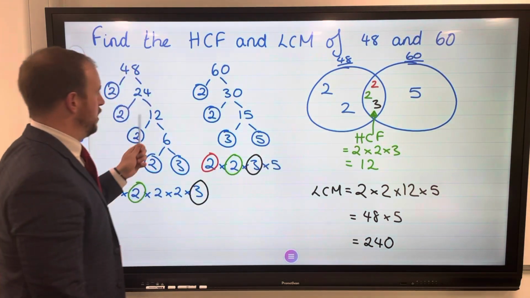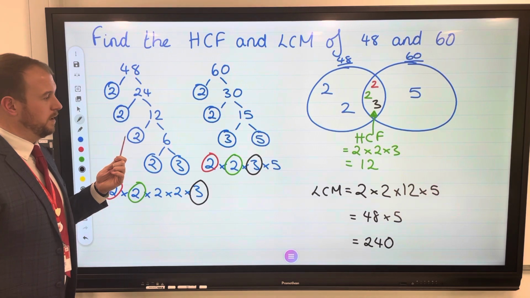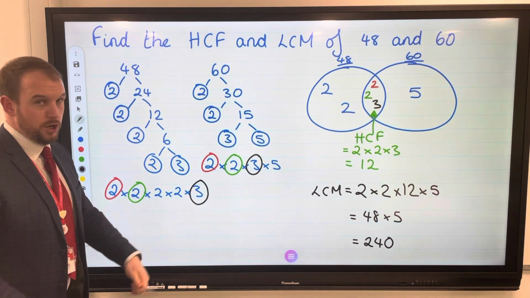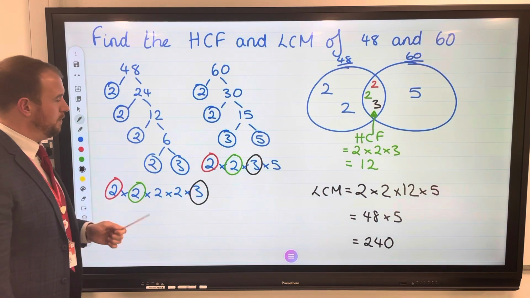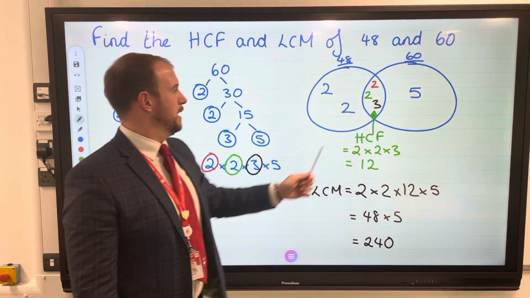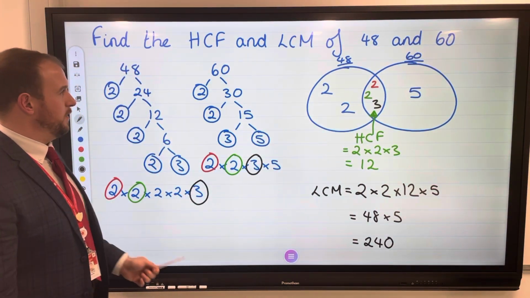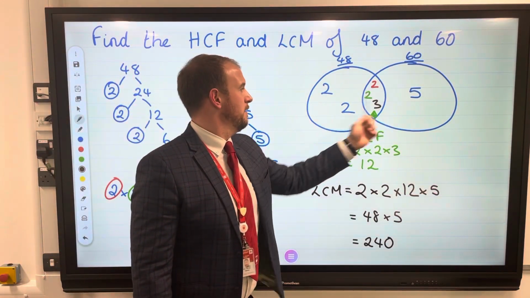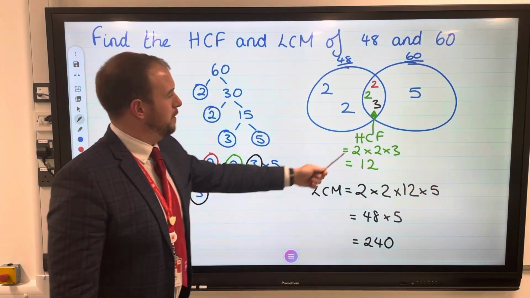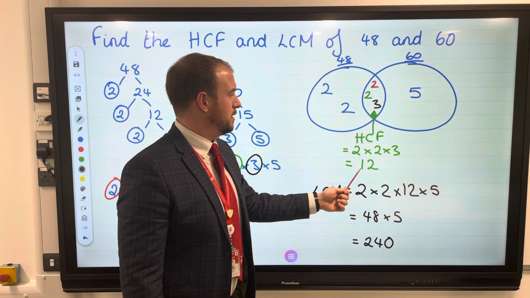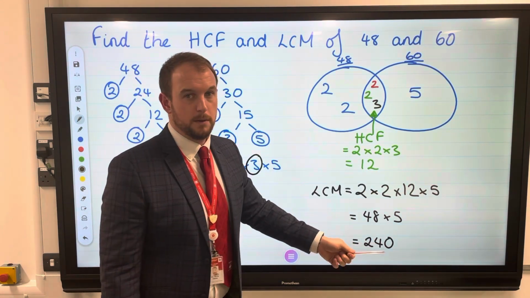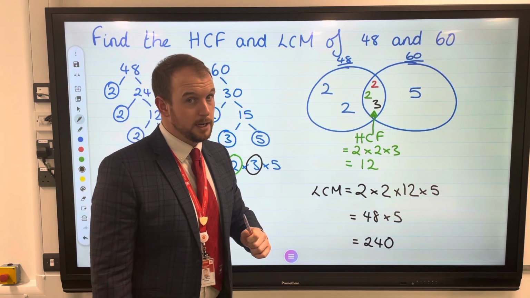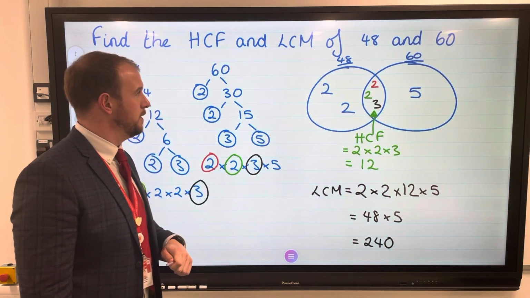So remember, prime factor trees to start off, write them out, not in index form. Find your common factors to go in the middle. Whatever's left over, put it on the respective side. And then multiply all the middle numbers to find the highest common factor. Multiply all of them to find the lowest common multiple. Okay, it does take a bit of practice, but I'm sure you can get it. I hope it helps.